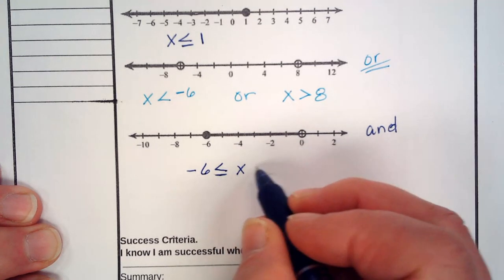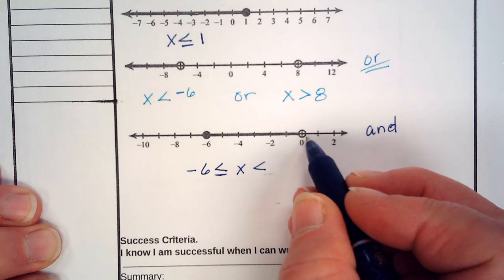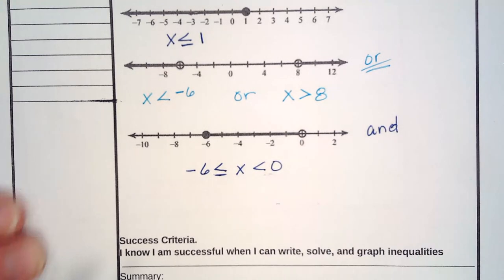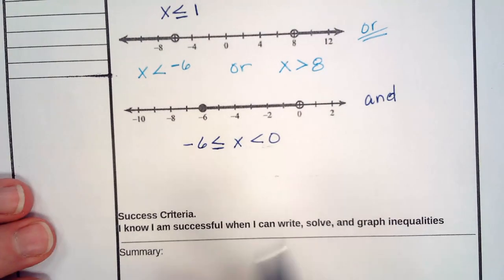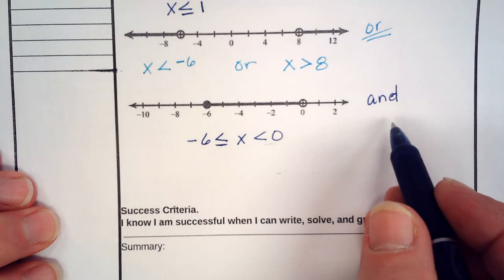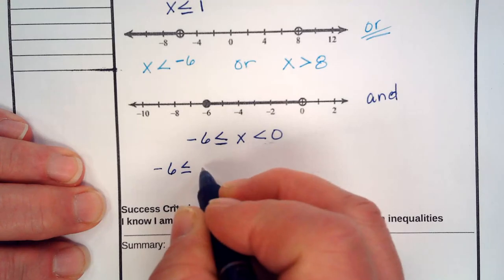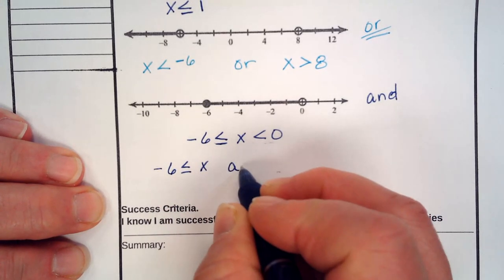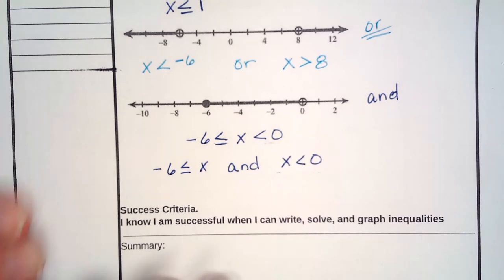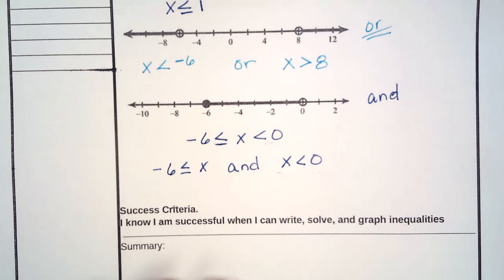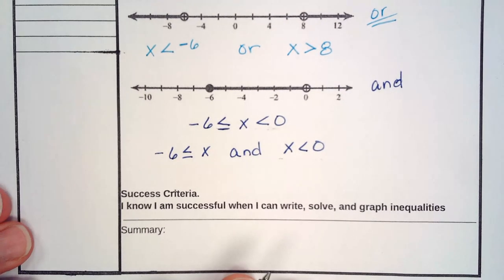And what is my biggest number? 0. Is it also equal to 0? No. So, -6 is less than or equal to x, which is less than 0. If I want to write it the other way, I will put -6 is less than or equal to x, and x is less than 0. Both are correct. This is the way I prefer to write it, but you can do it either way.